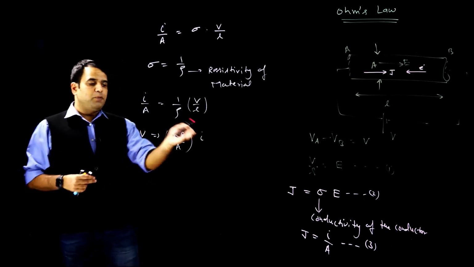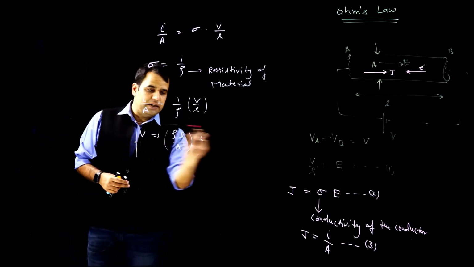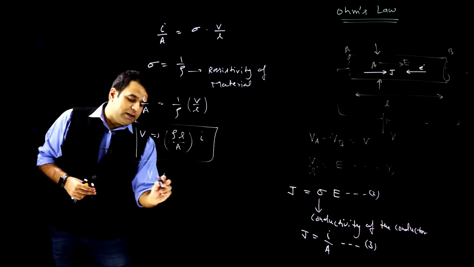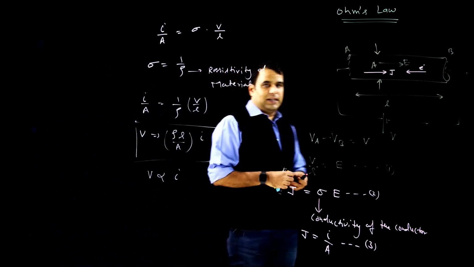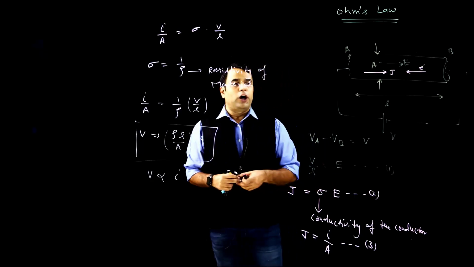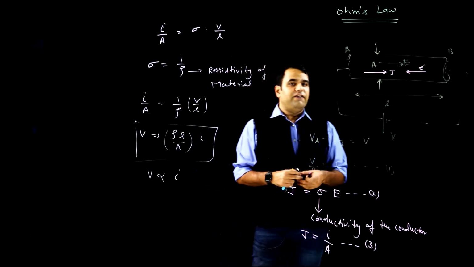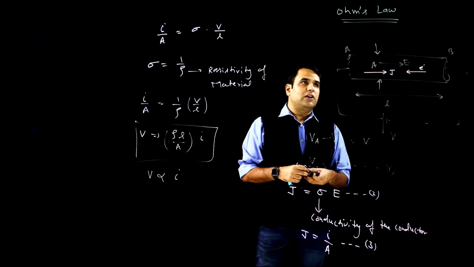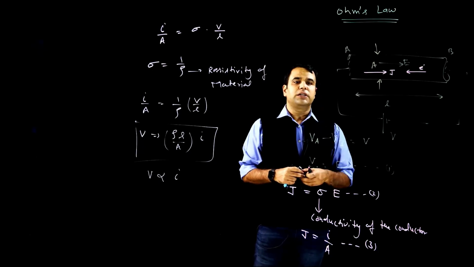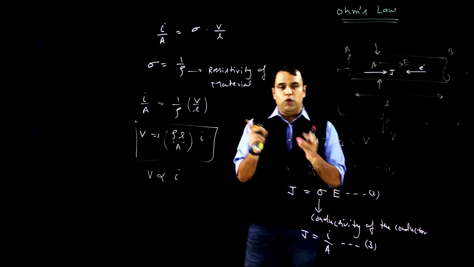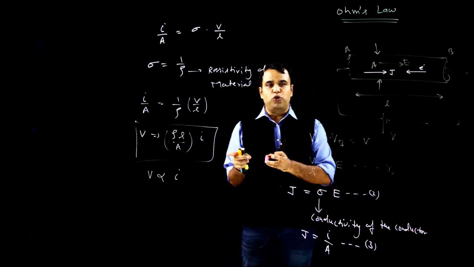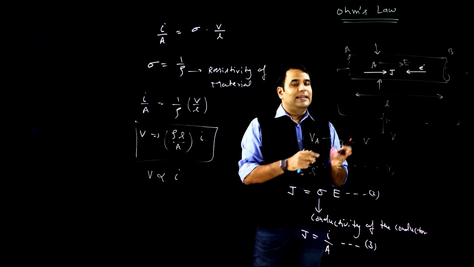So the voltage is proportional to current. That's what we get. From here we are getting that voltage is proportional to current. So if we have a conductor of uniform cross-section area, and if we apply voltage across that conductor, that voltage will lead to the current inside the conductor. So the voltage applied across the conductor will be proportional to the current generated in the conductor.